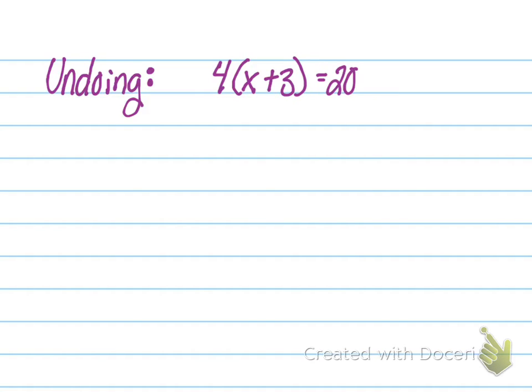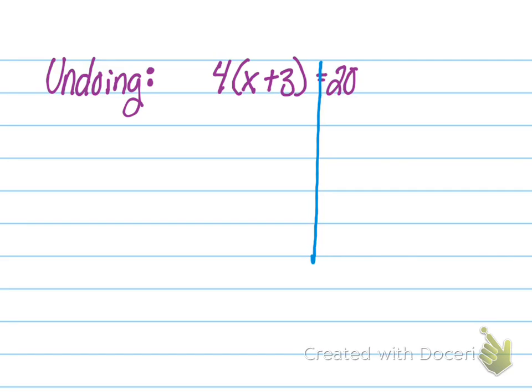The next method that we are going to look at is the undoing method. The reason that this is called the undoing method is because you are going to undo the operations that are involved in this equation. So when I look at this equation, I see multiplication because of the group of parentheses, and I also see addition. When you're using the undoing method, you are going to work outside in. So I'm going to first start with the most outside piece in my equation, and that's the 4.